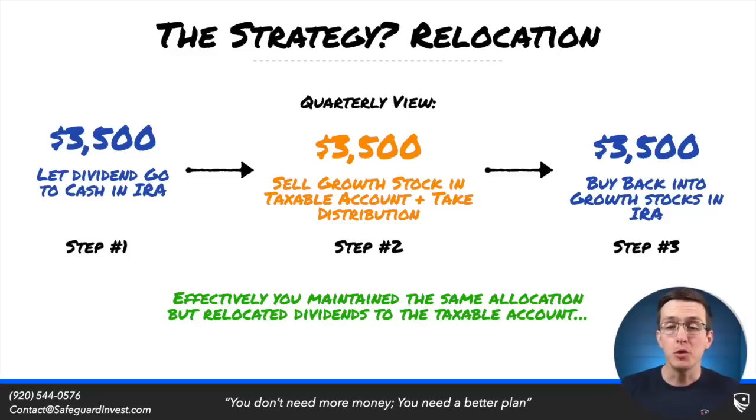At the same time, you buy back into growth stocks within your IRA with the dividend that went to cash. So basically what's happening here is we're maintaining the exact same growth stock allocation, but now you have $3,500 of cash that you can now withdraw from your taxable account. Voila, you've stayed tax efficient and followed your withdrawal strategy.